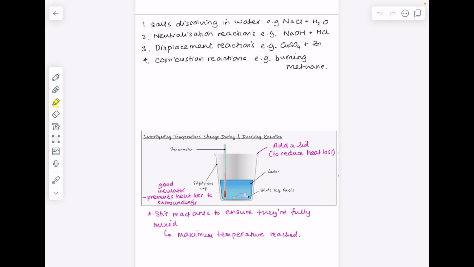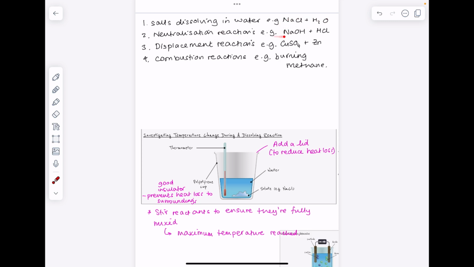Now, the ways in which we can investigate endothermic and exothermic reactions include the following. We could add a salt to water, such as sodium chloride. Neutralization reactions, an acid reacting with an alkali, are exothermic, and the temperature will increase. Displacement reactions, so when a more reactive metal displaces a less reactive metal. And combustion reactions, which is all to do with burning fuels like the alkane methane.